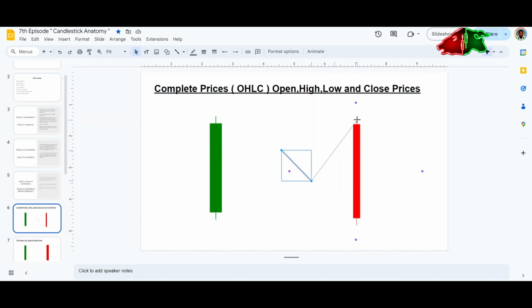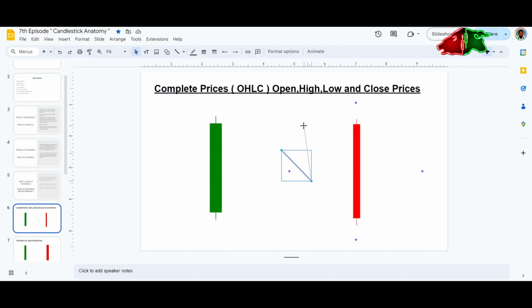Then for red, here is the high price. You understand? I'll explain this in a moment, but just come along with me. Here is the high price, the tip. Then here is the open price for the red candles. Here is the close price, and here is the low price. Should I come again? High price, the tip here. This body, the beginning of the body here is open. Here is close. Here is the low price.